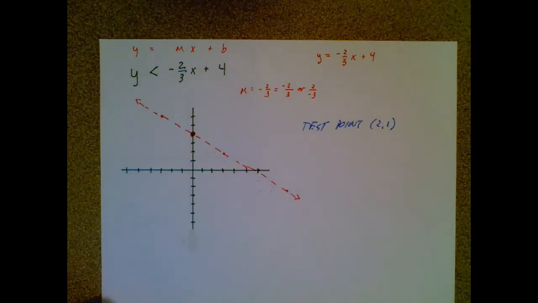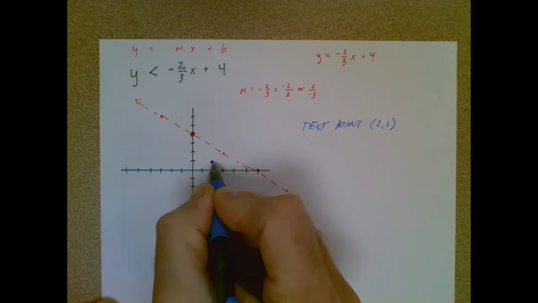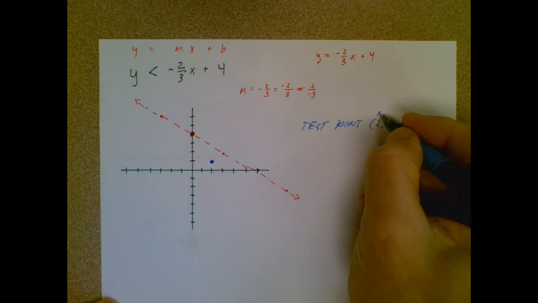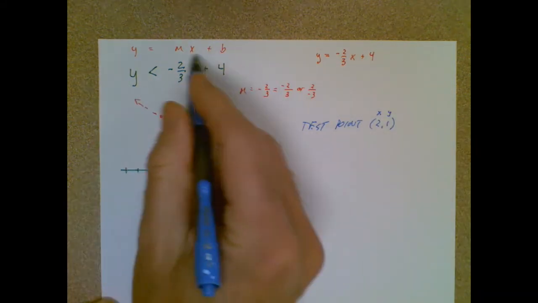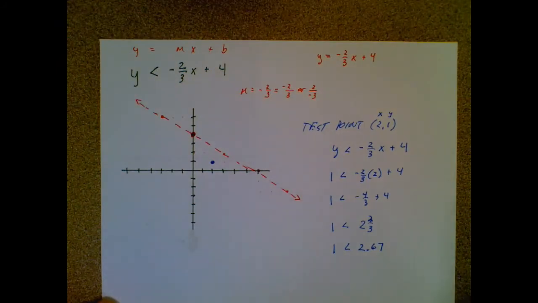But I'll show you that you can use other test points as well. So (2, 1) is right here. And what I'm going to do is take this (2, 1), which is really an x value and a y value, and plug it into the inequality. So I've done all that.